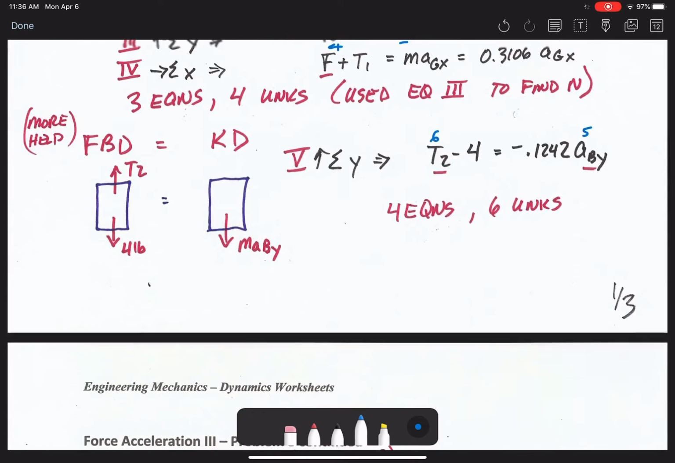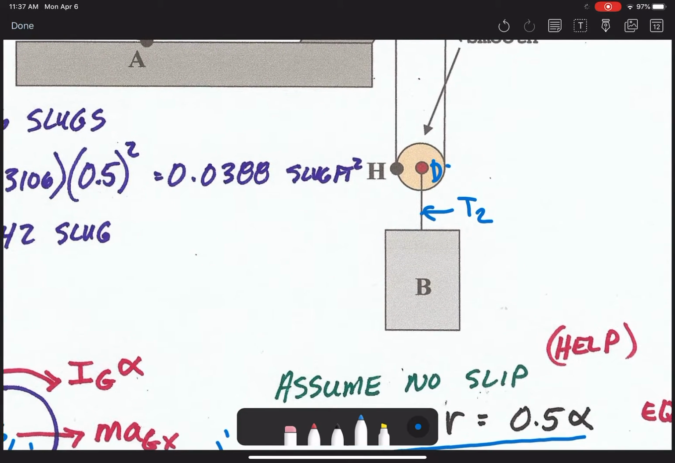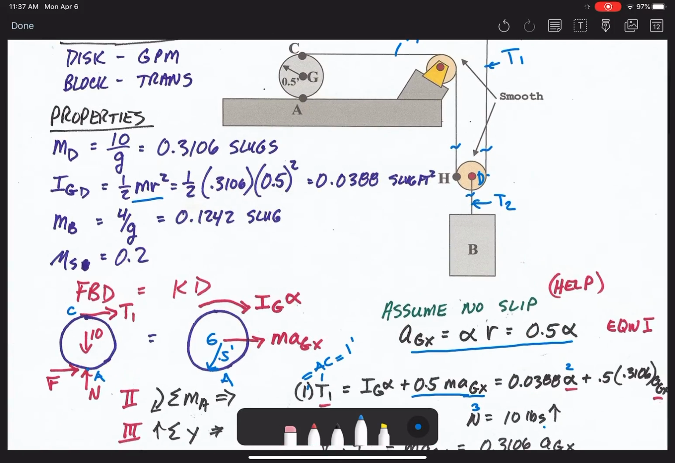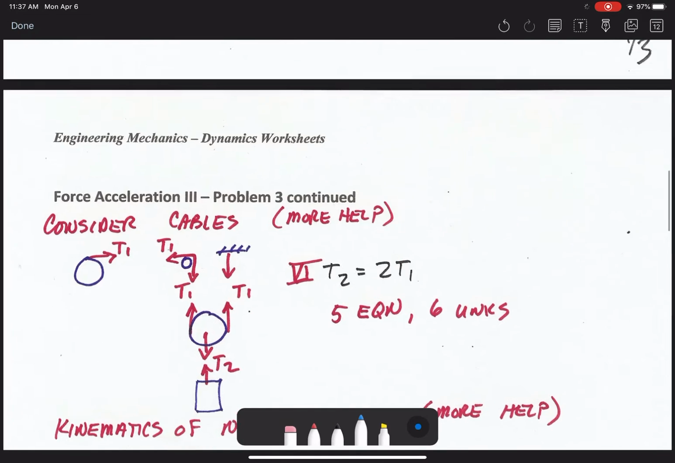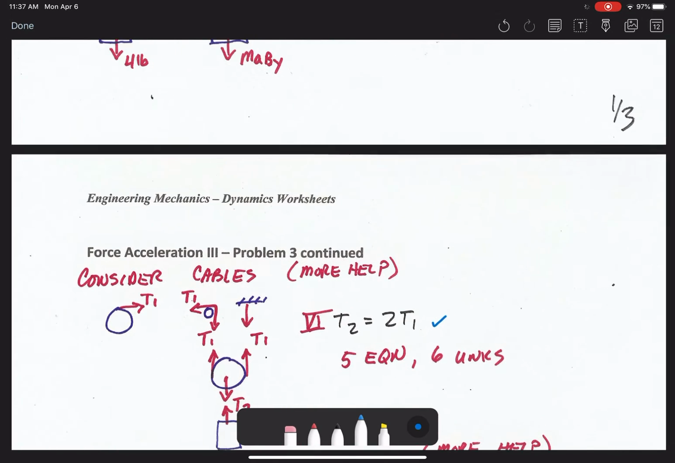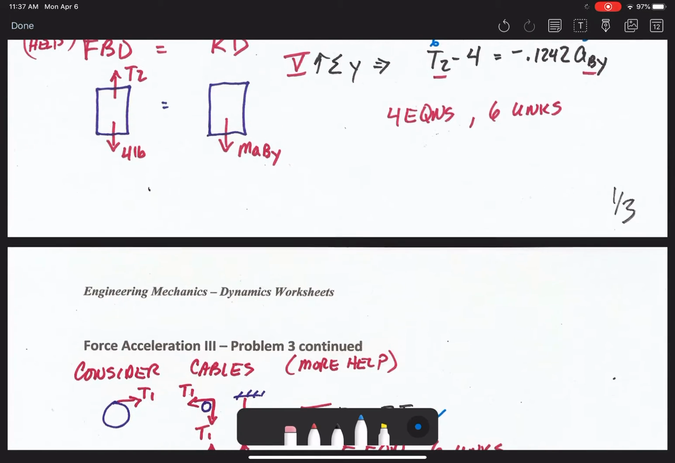If we isolate pulley D, as you can see, so we cut there and cut there, we have T1 up, T1 up, and then T2 going down. If we sum all the forces in Y, we have T2 equal to 2T1. So that is nothing new to our statics.